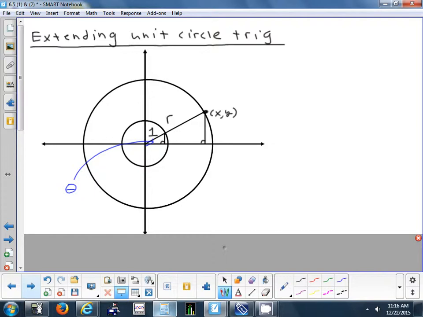Now, we learned that whether your triangle is that size, which, put that there, or this size, does that affect when you're finding the trig functions? No, because if you match them up, all the angles are the same. It doesn't matter the size of the triangle you use. So we should be able to extend unit circle trig to a triangle of any size.